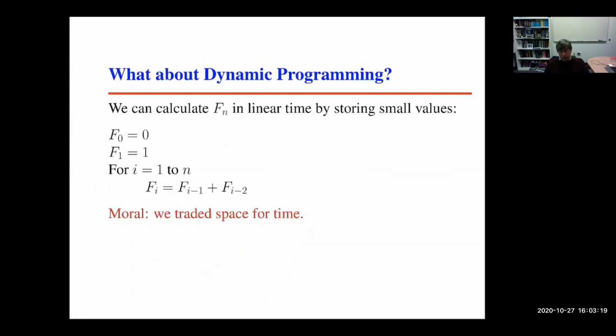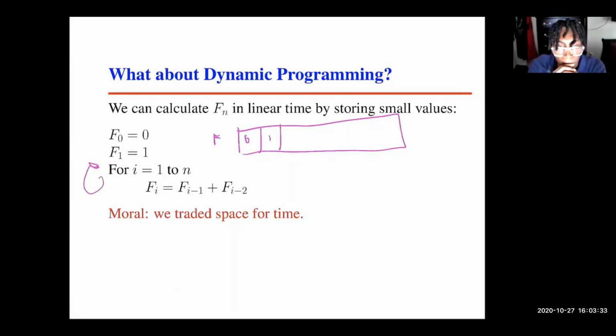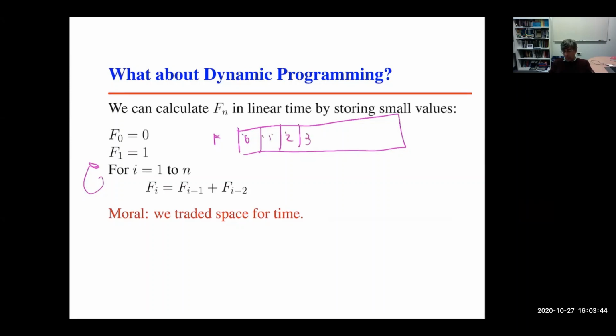I want to say, what if I set up an array F, again, like I did before, 0, 1. And now, instead of calling things recursively, what if I have a loop that just takes the last 2 elements and adds them up? The next one is going to be 2. The next one's going to be 3, 5, 8, 13, 21, 34, 55, 89. Okay, does everybody kind of see that?